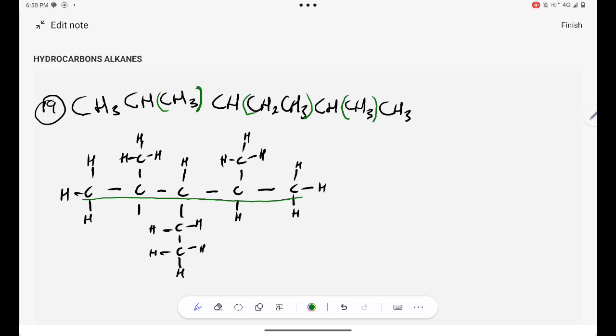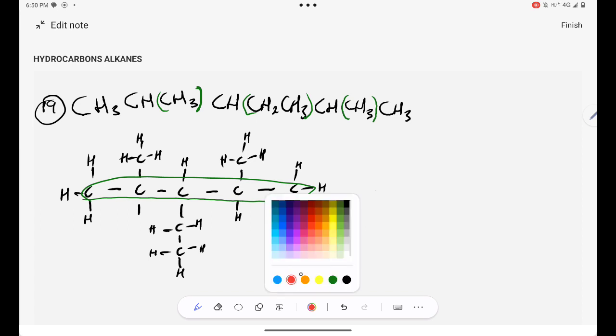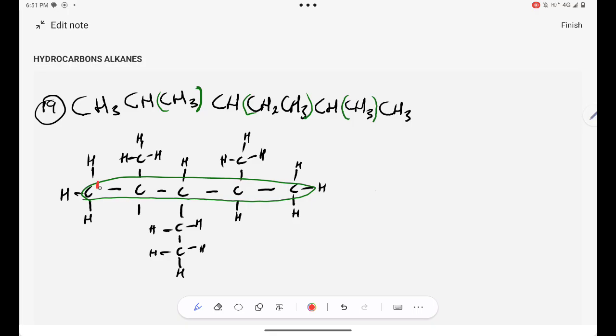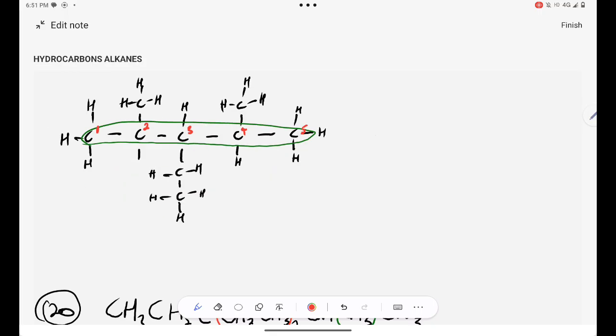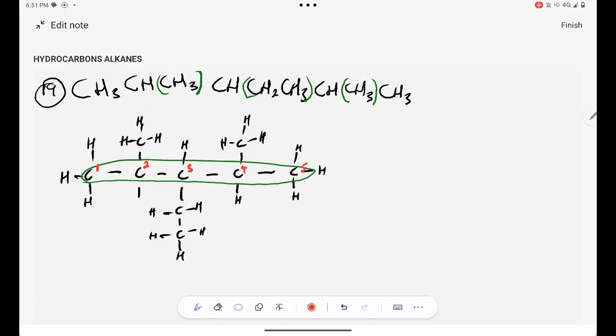This will be my parent chain over there. For this one, guys, it doesn't matter where I start numbering my compound, because I know that at carbon number 2, I'll simply have a side chain. So this will be carbon 2, 1, 2, 3, 4, and 5. Are you together? I have 3 side chains. Two of them are methyls, and one of them is an ethyl.